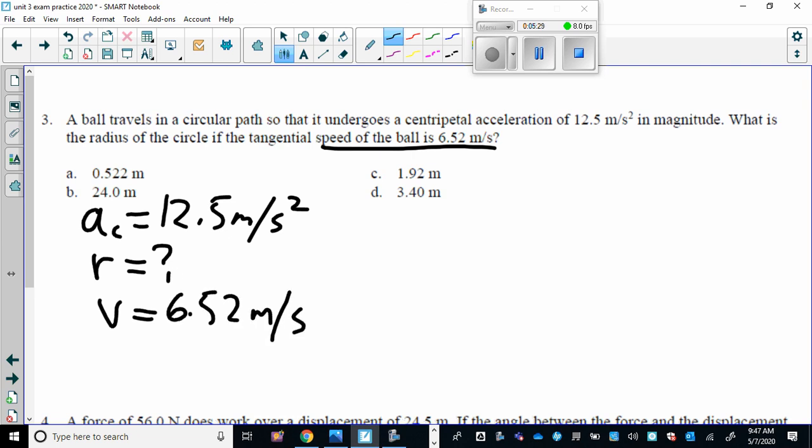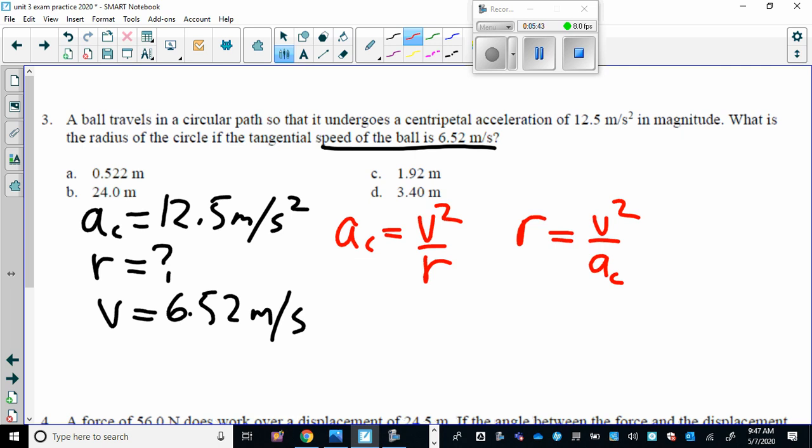And so as you can see, this is a really straightforward question. You can simply go to this formula right here. Solve for R. Plug in your numbers and get your answer. It's just going to be 6.25 squared divided by 12.5, and that gives you an answer of 3.4 meters.